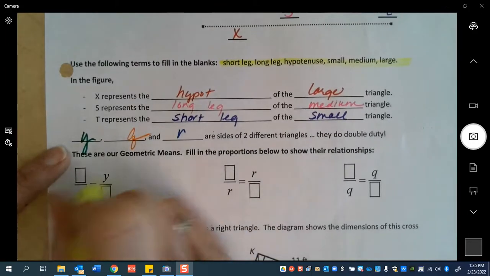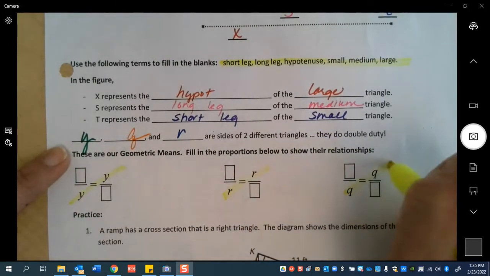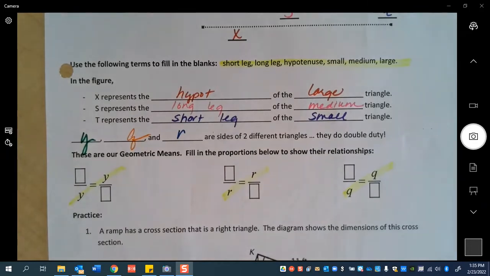By them being a geometric mean, this is what we're talking about: it fits in the template where it is in the denominator of one fraction and the numerator of the other fraction. And when we solve for it, this value squared is going to be equal to the product of these two. So we can fill in those values.